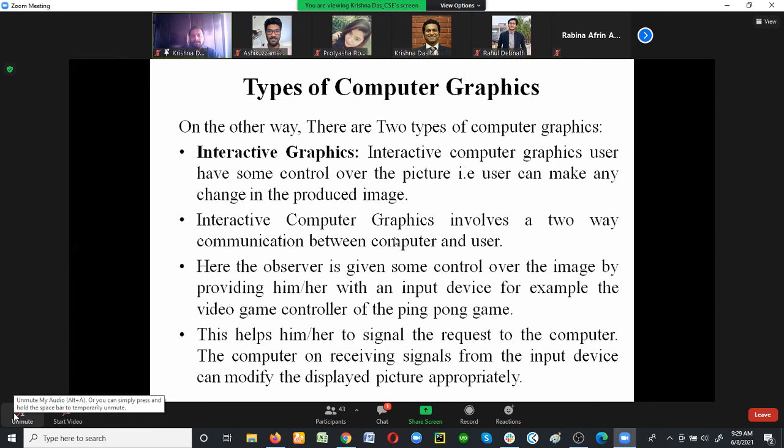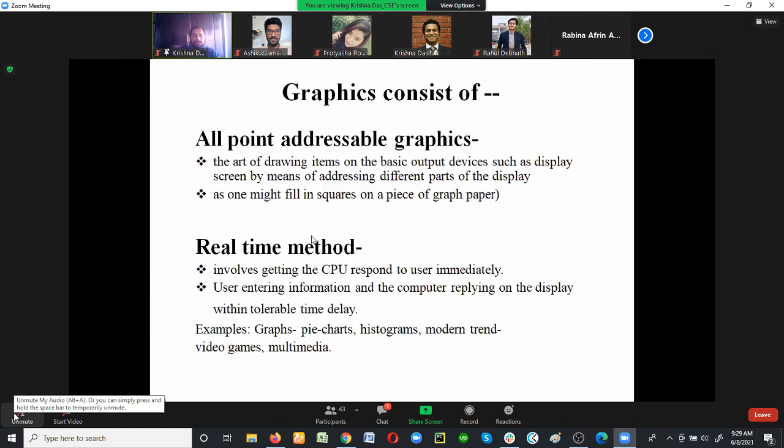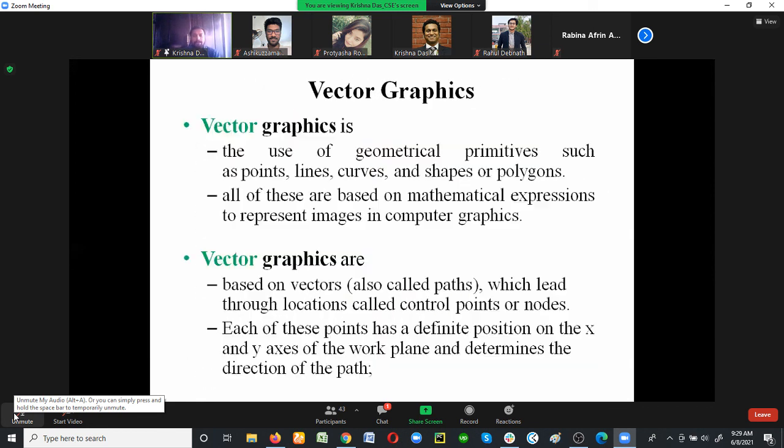And if we go for interactive and non-interactive graphics, we can say that in interactive graphics the user has control, as in a video game, where they can change things instantly. You can see this is actually the hint of that real-time method for interactive graphics. And this is more focused on the raster graphics feature.